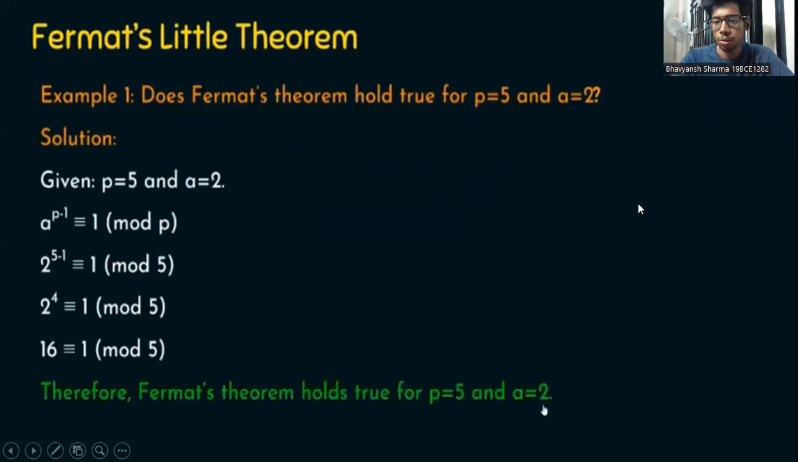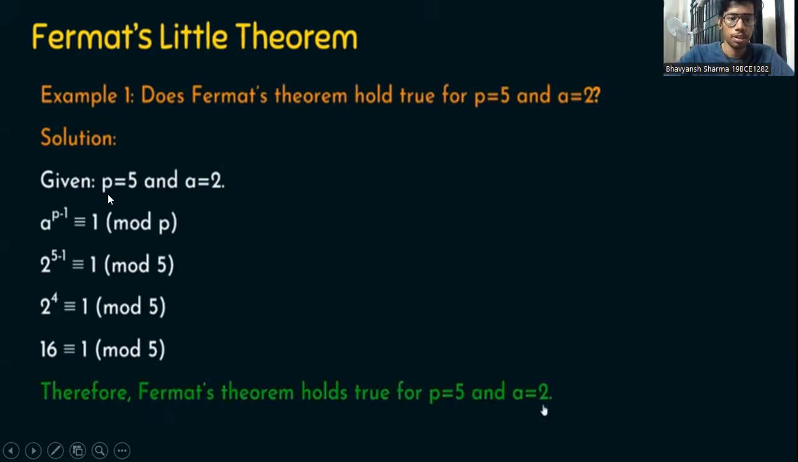Now, to understand it further, we take an example. Does Fermat's theorem hold true for P equal to 5 and A equal to 2? First things first, is P a prime number? Yes, 5 is a prime number. Is A a positive integer? Yes, A is equal to 2. Does P divide 2? No, 2 doesn't divide P. So we satisfy all the three conditions and hence it should satisfy Fermat's theorem.